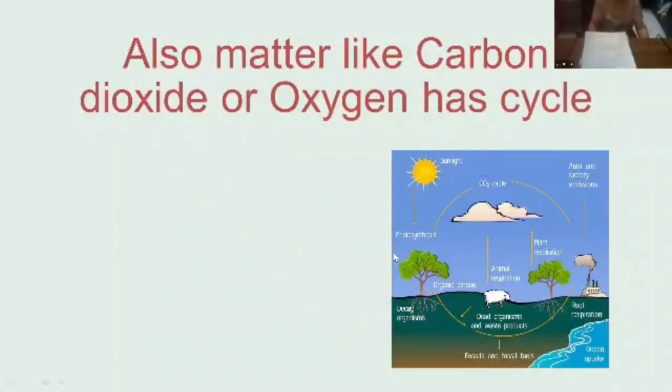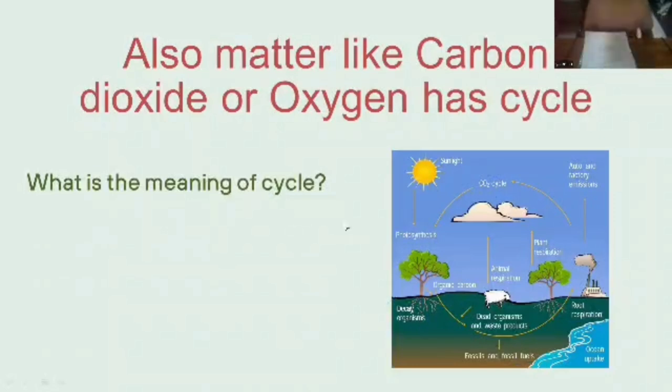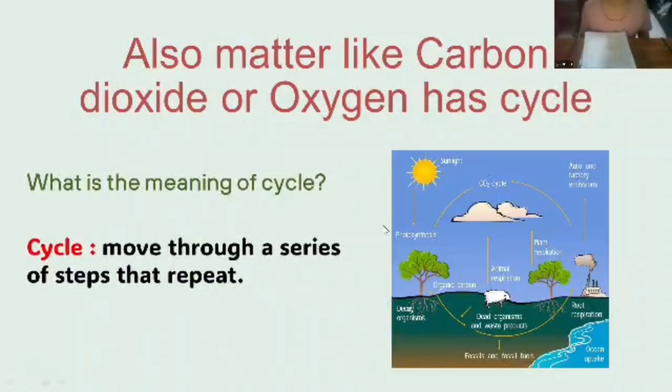Let's see here what is the meaning of cycle. Cycle is to move through a series of steps that repeat. Series of steps that repeat. It repeats regularly. That is a cycle. As you see, it moves from this to this, from this to this, from this to this. It's a move through a series of steps that repeat. What is a cycle, Yasmina? Move through a series of steps that repeat.